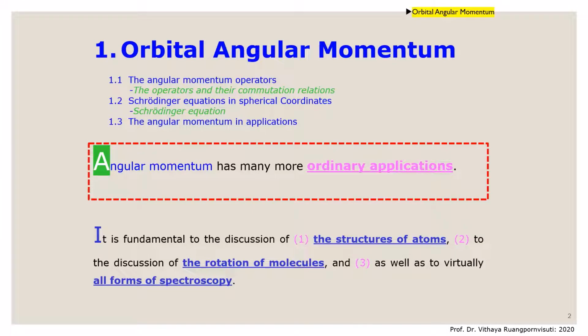1.3 The angular momentum in applications. The angular momentum has many more fundamental applications and can describe the structure of atoms, describe the rotation of the molecules, and all forms of spectroscopy.